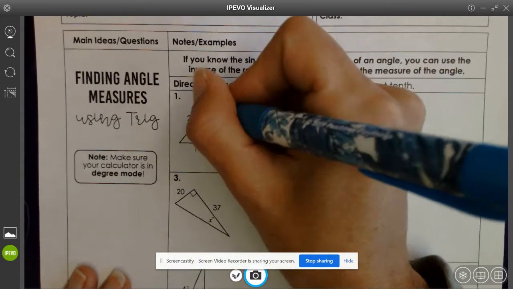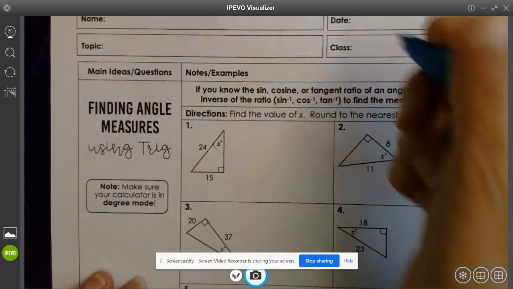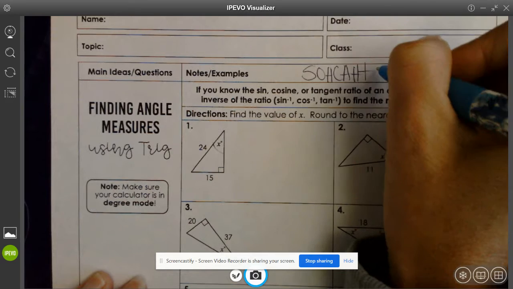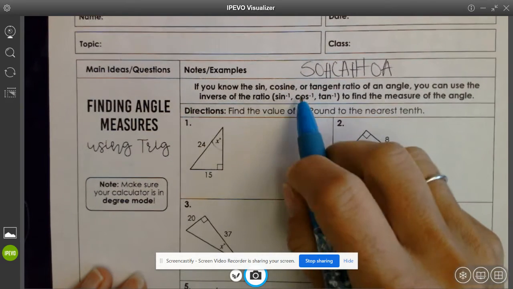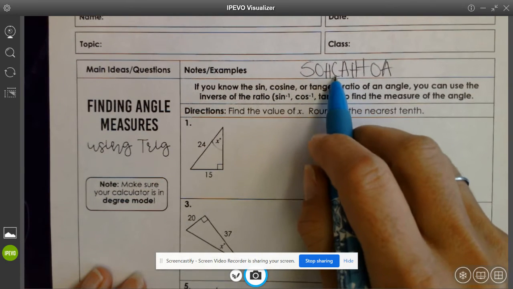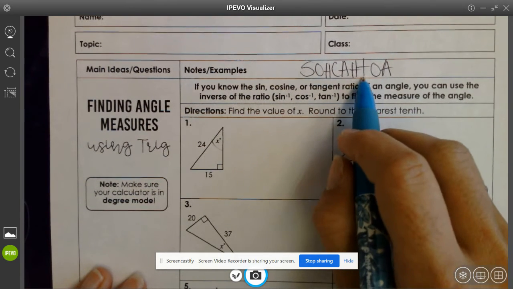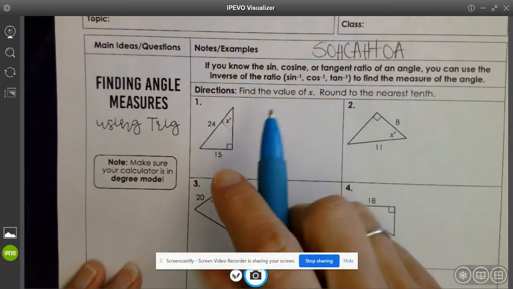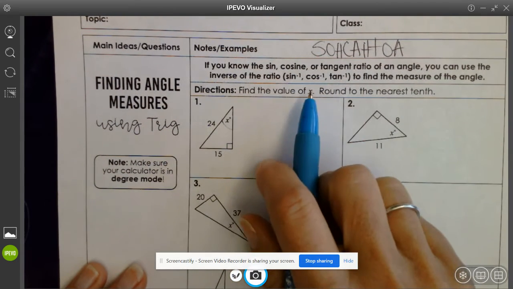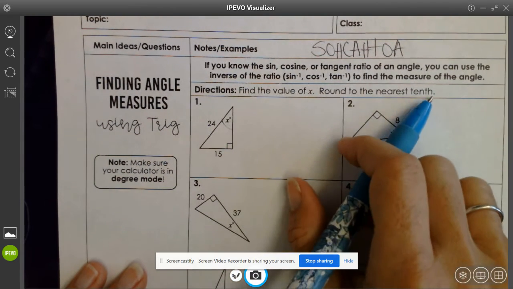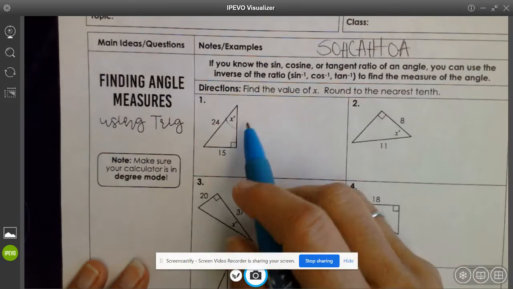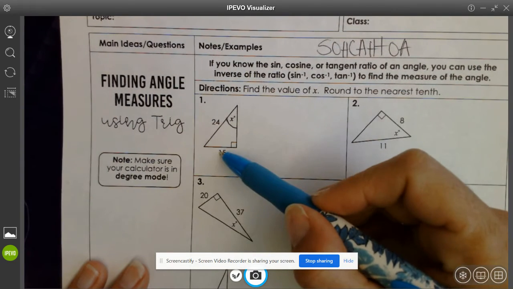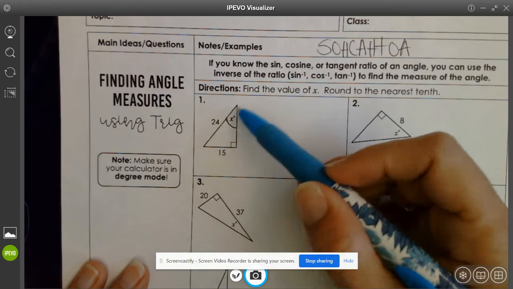All right. So we are looking for, so remember this. Same thing, right? Sine, opposite over hypotenuse, cosine, adjacent over hypotenuse, tangent, opposite over adjacent. So same thing, we're going to be using the ratios here. Find the value of x and then round it to the nearest tenth. That means just one decimal point. So we're looking for angles now. So what do we have? We have the opposite side and we have the hypotenuse along the side, right?